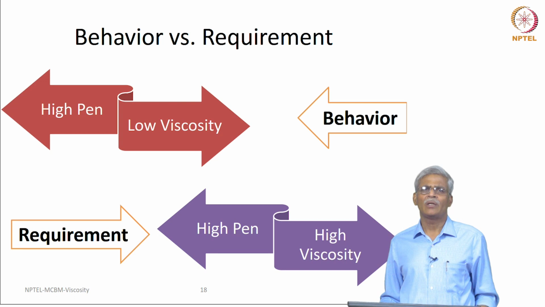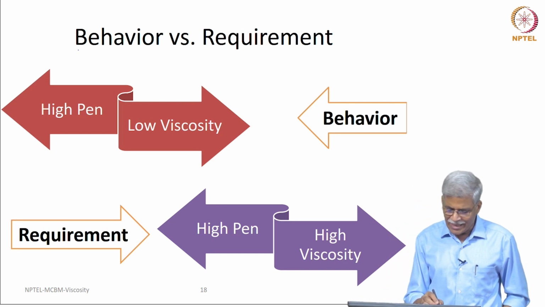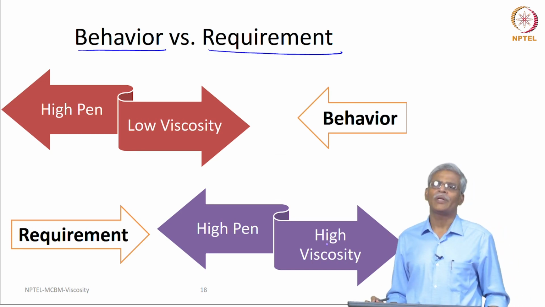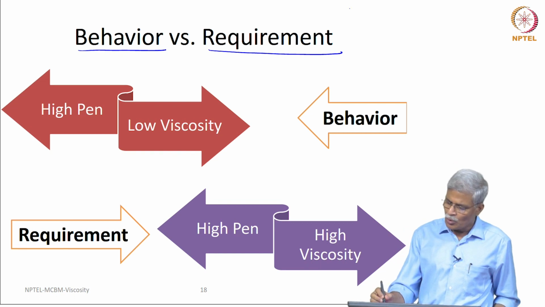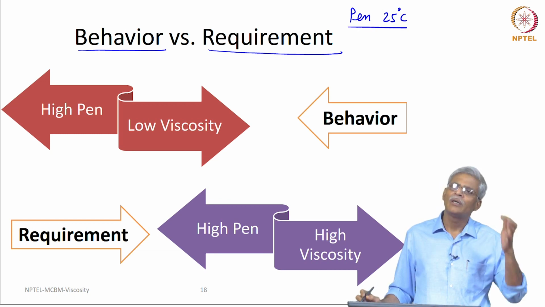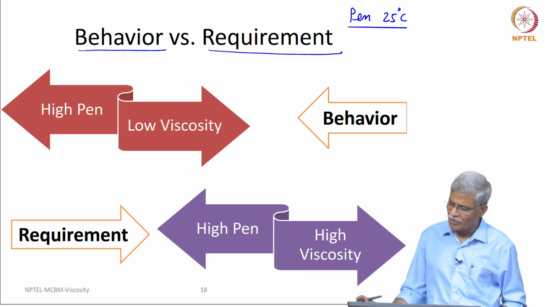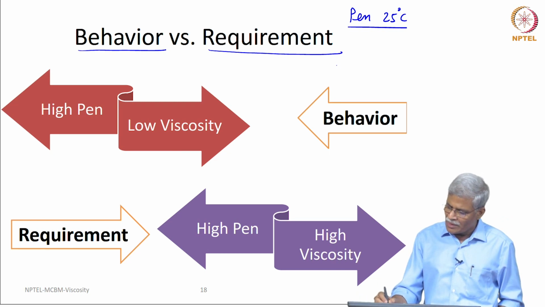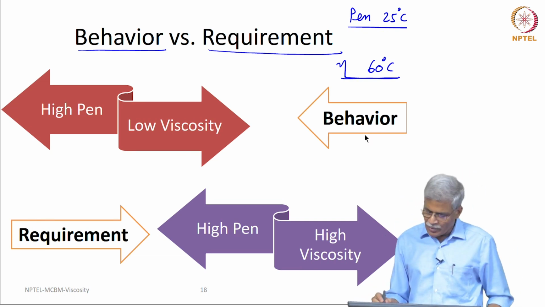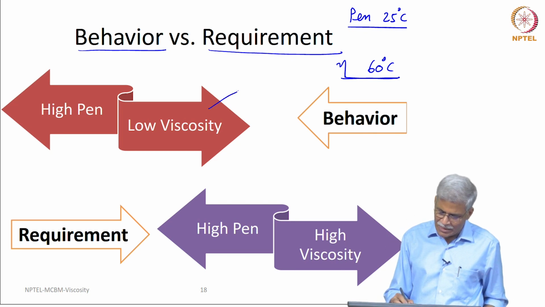So, if we talk in terms of what the actual binder behavior is and what the requirement is, I am going to illustrate it with respect to two parameters. One is the penetration at 25 degree centigrade. All of you are familiar with penetration at 25 degree centigrade. Another is viscosity at 60 degree centigrade. So, the actual behavior is at 60 degree centigrade.